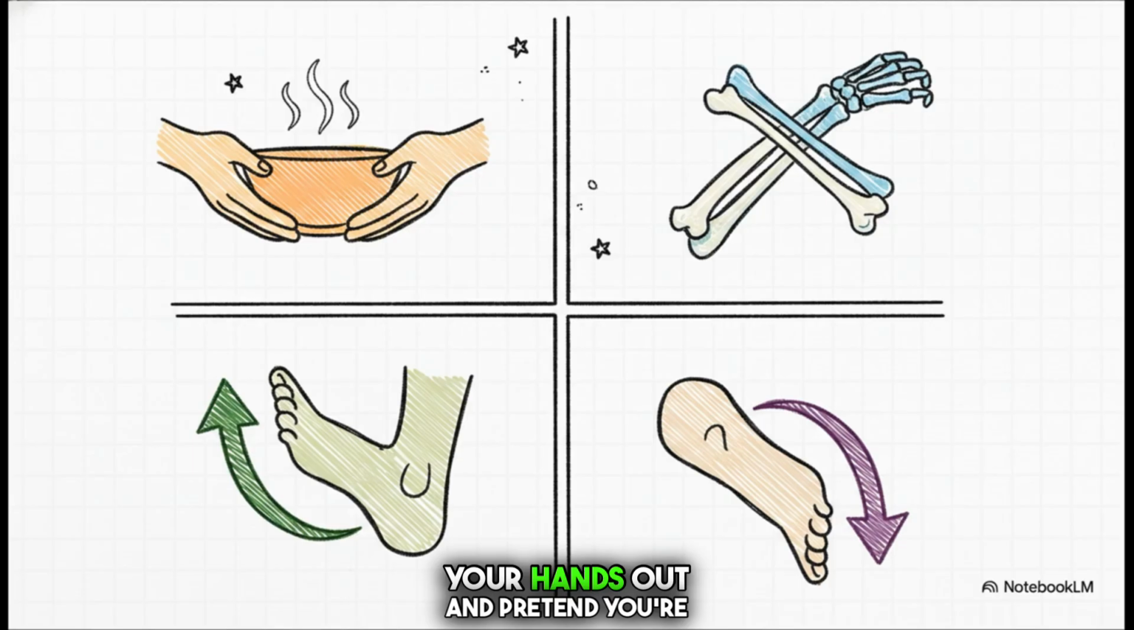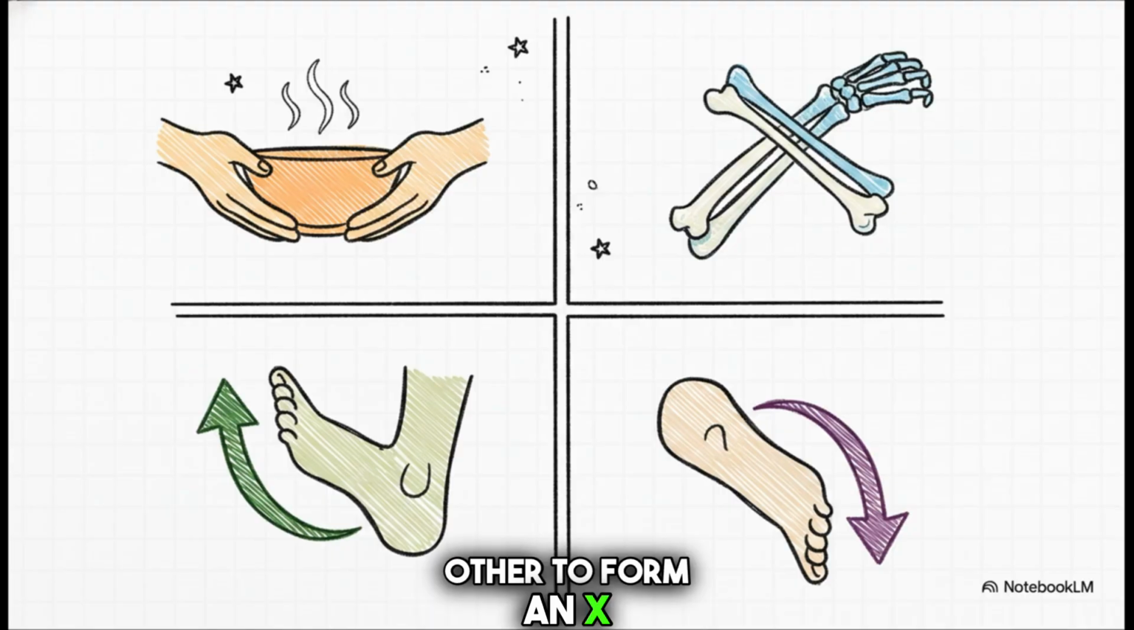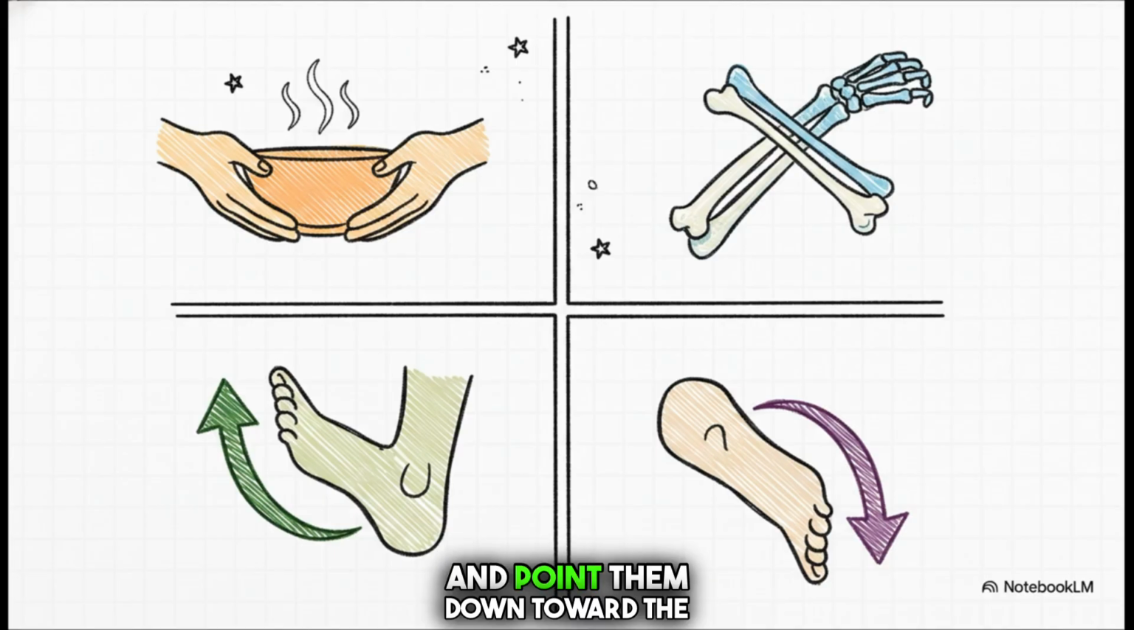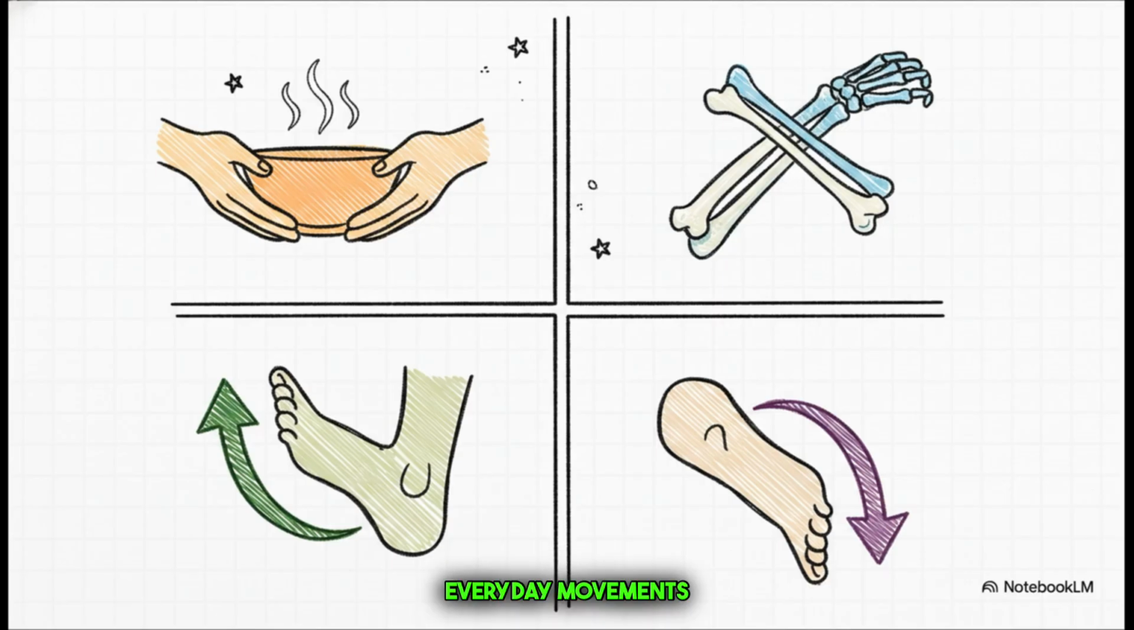Hold your hands out and pretend you're holding a bowl of soup. That palms-up position is supination of your forearm. Now flip your palms to face backward. That's pronation, where your radius and ulna bones literally cross over each other to form an X. Now look down at your feet. Point your toes up toward the ceiling to test dorsiflexion, and point them down toward the ground for ankle plantar flexion. These are the exact, precise terms pros use to describe your everyday movements.